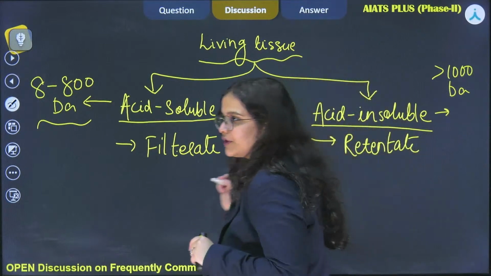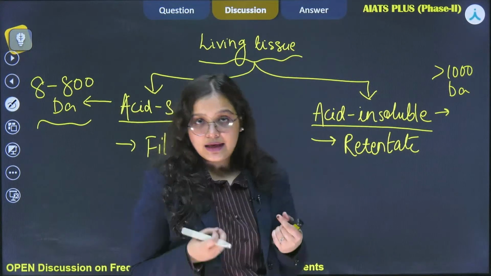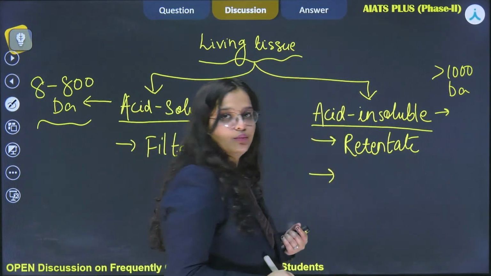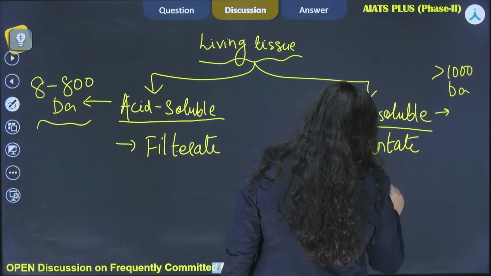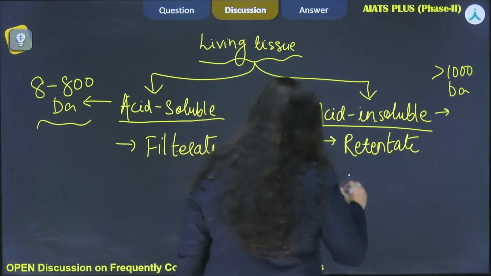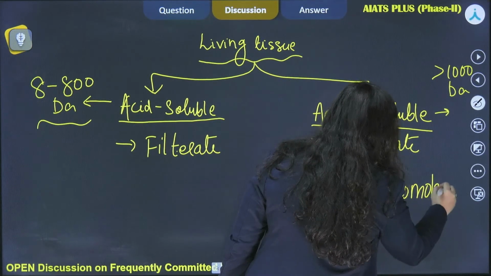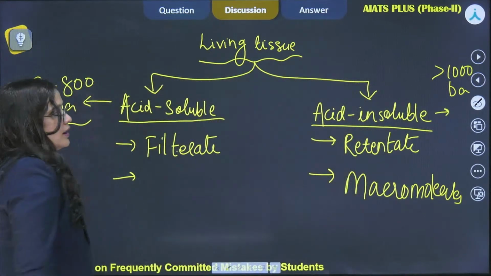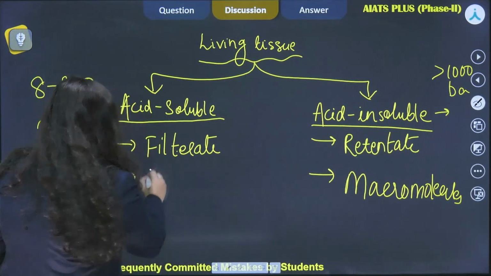So it is very obvious that the macromolecules or the molecules which have larger size will be present in the acid insoluble fraction. So here the molecules that we are getting are the macromolecules. They can also be called the macromolecules. Whereas in the filtrate, the molecules that we get are the micromolecules.